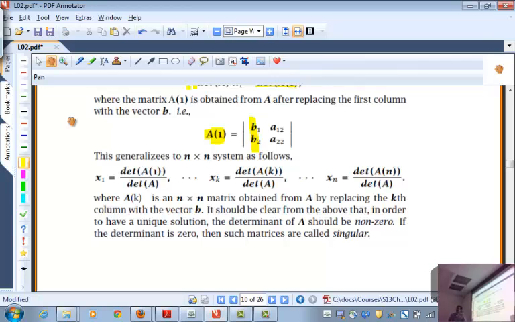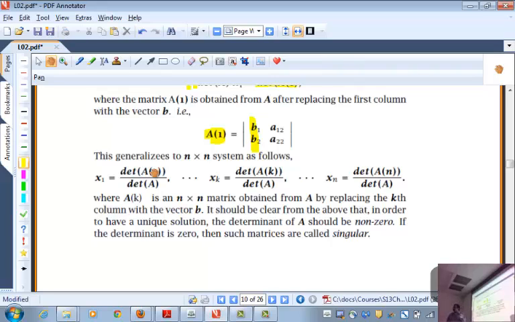So if I have an n by n system, this gives me a way of an algorithm. If I have a function that can calculate the determinant, then by repeatedly calculating n plus 1 determinants in total, I can construct the solution vector, x1 to xn. That means I need to calculate the determinant of A1, where I replace the first column with b, then Ak, which is the kth column replaced with b, and in every case I divide this by the determinant of A.